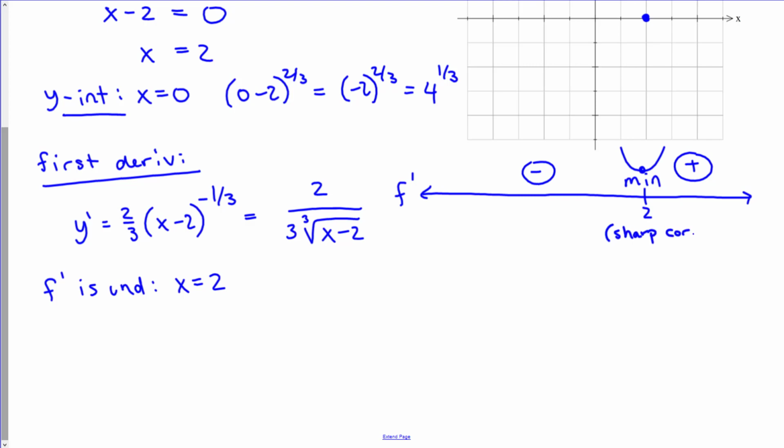I think we discussed how the first derivative is undefined when you have a sharp corner in your curve. So that's what's going to happen here. It's not going to be a smooth curve. It's going to have a sharp corner. All right, let's look at the second derivative now.